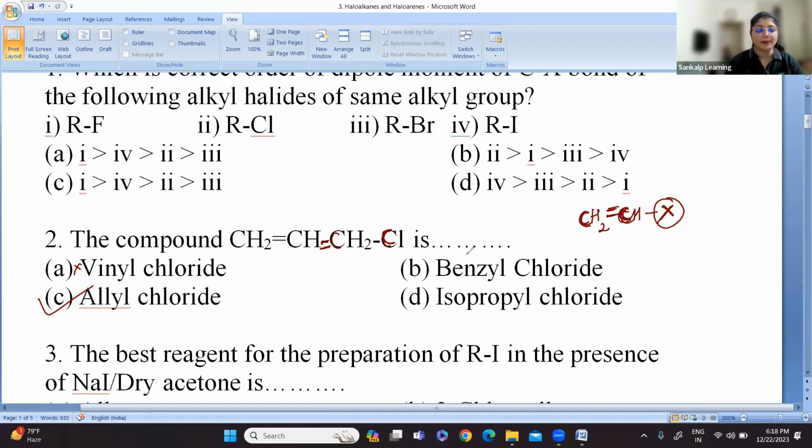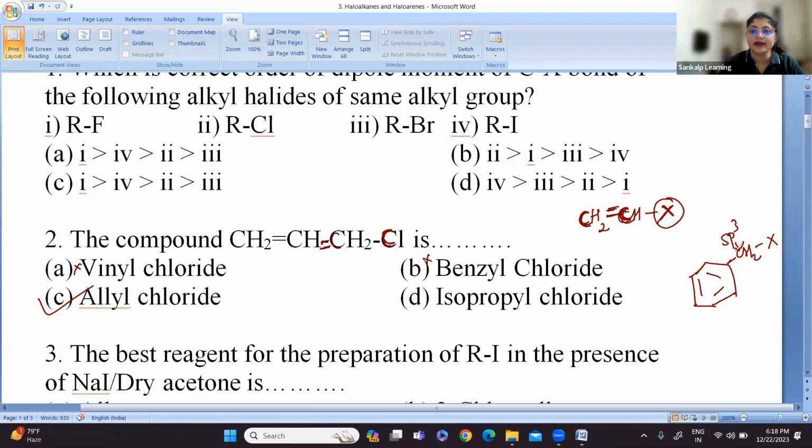Now, what do you mean by benzyl chloride? Yes, what are benzyl chlorides? So in benzyl chloride, the halogen atom is bonded to a sp3 hybridized carbon atom, which is next to an aromatic ring. So this is benzyl chloride. So is your halogen atom attached to a sp3 hybridized carbon next to an aromatic ring? No. So this is also a wrong answer.